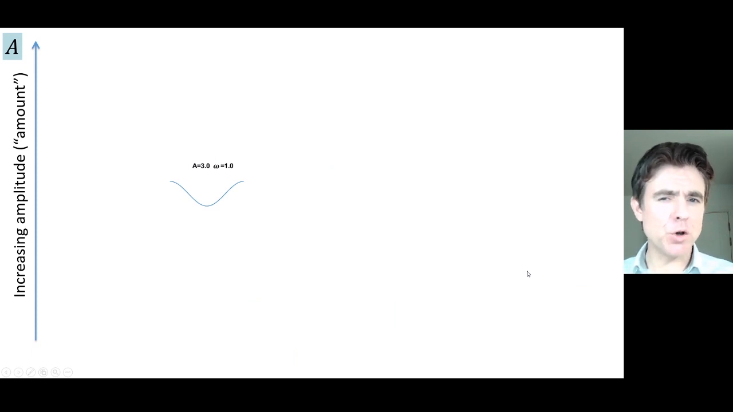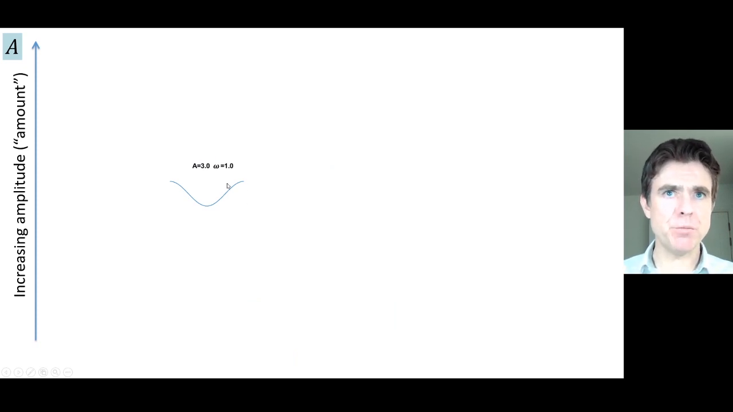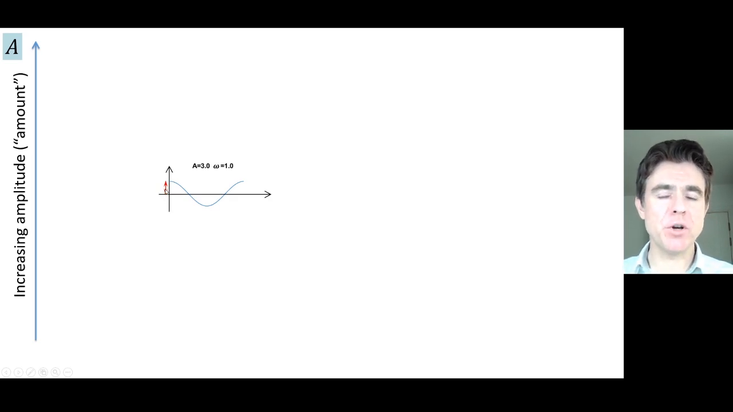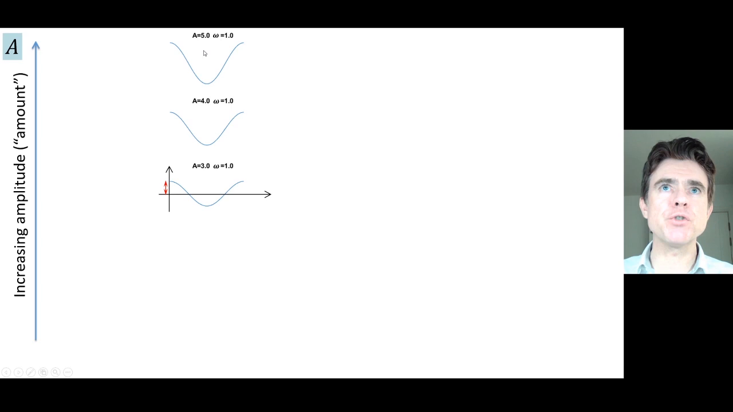Okay, now let's take a look at what I mean by the amount of a particular frequency. By the amount, I'm really referring to the amplitude of a frequency component. So here I'm showing an amplitude of 3, just as an arbitrary example, for frequency omega is equal to 1. So what that means is that amplitude there, if you like, is 3 multiplied by this basic building block, the cosine function. Then as we increase the amount of frequency omega is equal to 1, that corresponds to increasing the amplitude. So you can see here, I've got an example of amplitude 4, and here an example of amplitude 5.